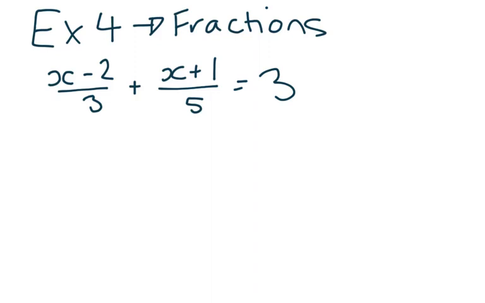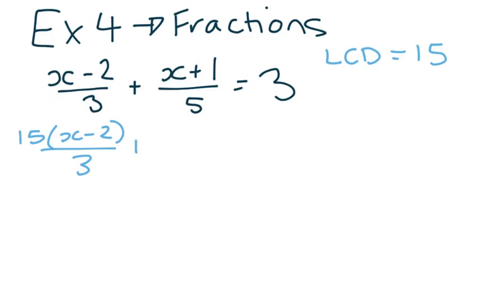So the first thing we need to do, we always find the lowest common denominator. So we look at the two fractions there and we say, okay, 3 and 5, what's the lowest common denominator? It would be 15. So we need to multiply everything by 15. So we would multiply the first part by 15. So we get this. And we have to multiply every single thing by 15.